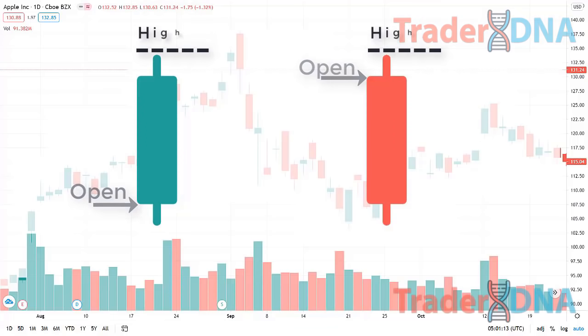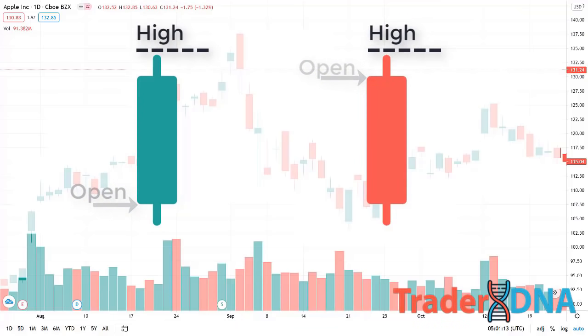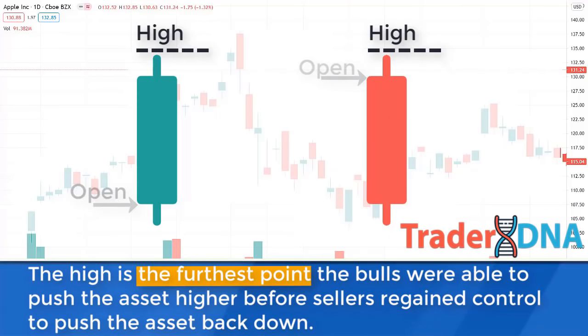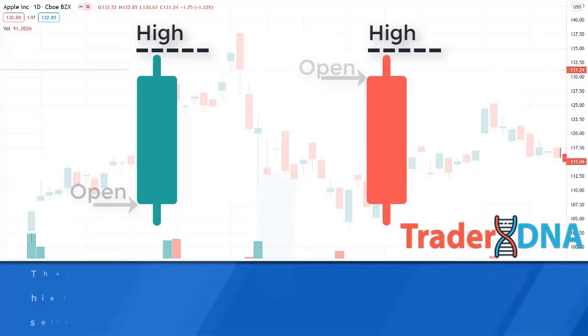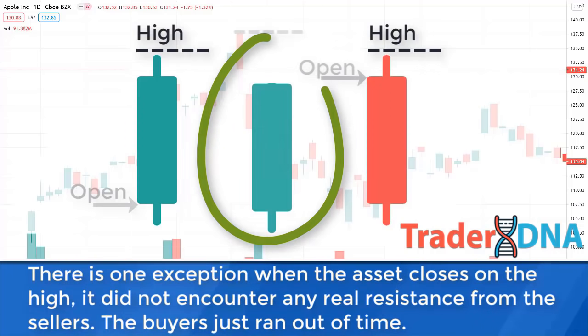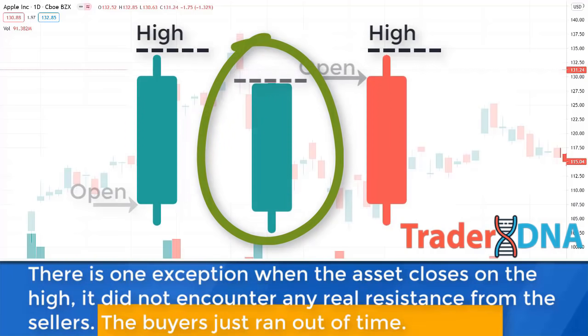The high is the highest point the asset traded during the session. The high is the furthest point the bulls were able to push the asset higher before sellers regained control to push the asset back down. The high represents a stronghold for sellers and a resistance area to buyers. There is one exception: when the asset closes on the high, it did not encounter any real resistance from the sellers. The buyers just ran out of time.